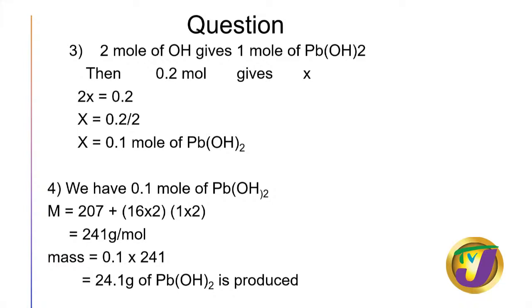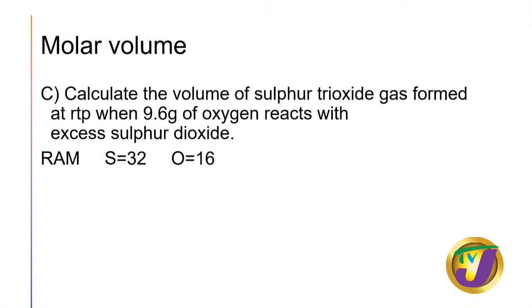Of lead hydroxide. All right, we're going to look at our next one. This time we're going to use volume, because remember I said you can use different things. You don't have to use mass alone. You can use volume, you can use molar concentration. So here it says calculate the volume of sulfur trioxide gas formed at RTP when 9.6 grams of oxygen reacts with excess sulfur dioxide. All right, so we're given the RAM for sulfur and for oxygen. So remember, what is step one?